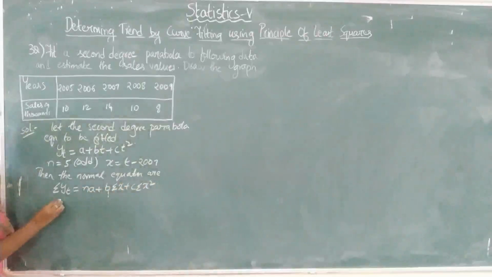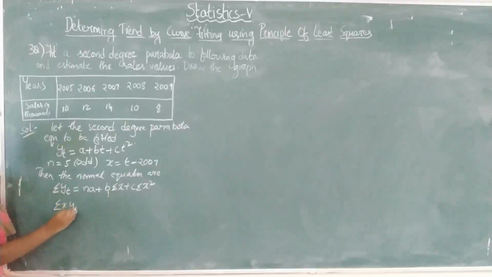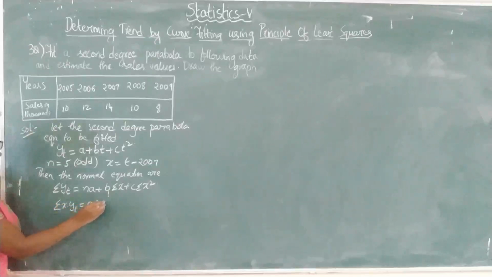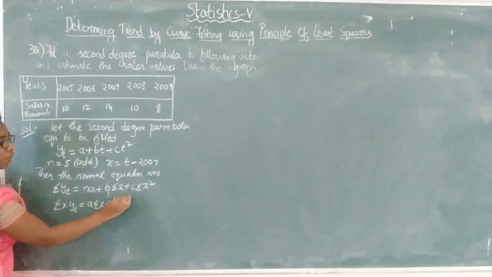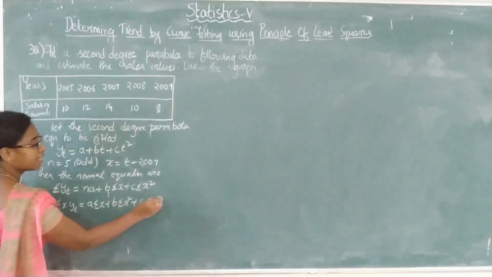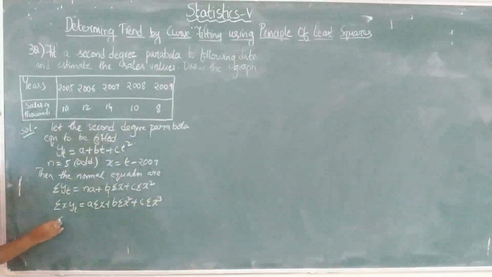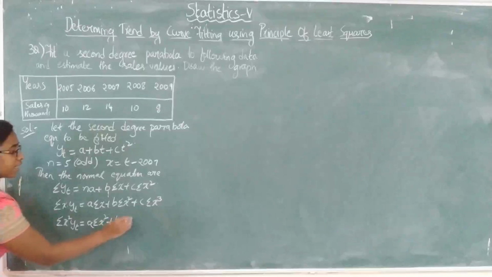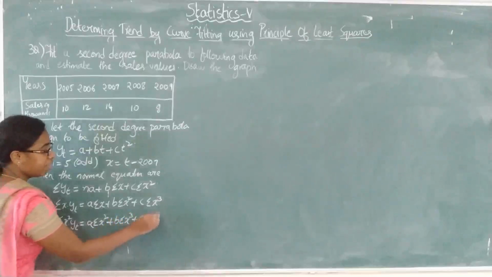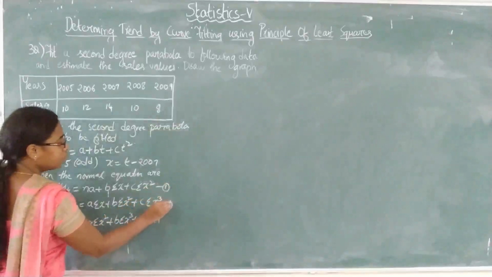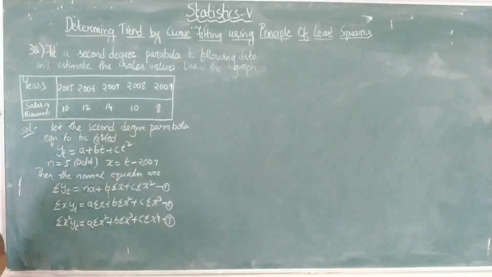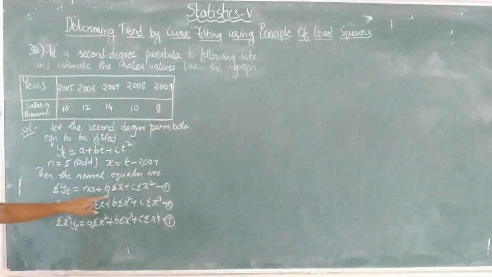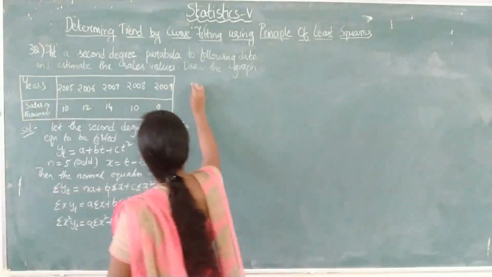Next, what is the second normal equation? Summation x into yt equals a summation x plus b summation x square plus c summation x cube. Similarly, the third normal equation is summation x square into yt equals a summation x square plus b summation x cube plus c summation x power 4. So these 1, 2 and 3 normal equations we will be solving to get the estimates of a, b and c. So coming to the calculation box.